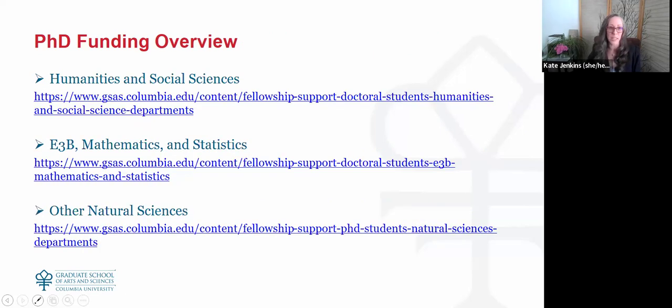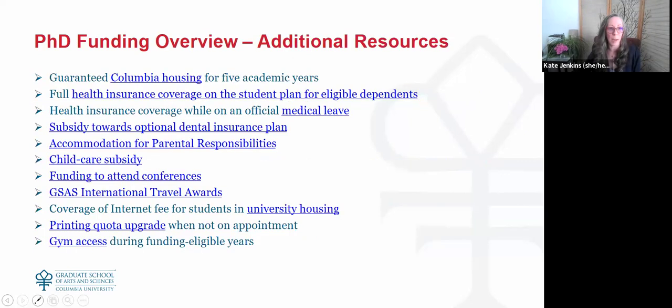This is also a list of more detailed information that you can find about the breakdown of how your funding works over the course of your program. We also wanted to point out that there are a number of other additional resources and funding opportunities that you can have based on your individual circumstances. So you are guaranteed Columbia housing for 5 academic years. However, that is something that you will pay for, and we're going to talk about that in the next slide when we go over your responsibilities.